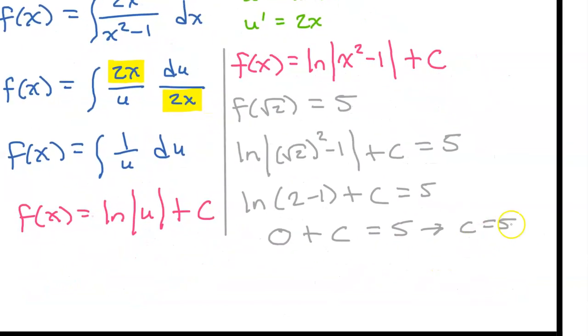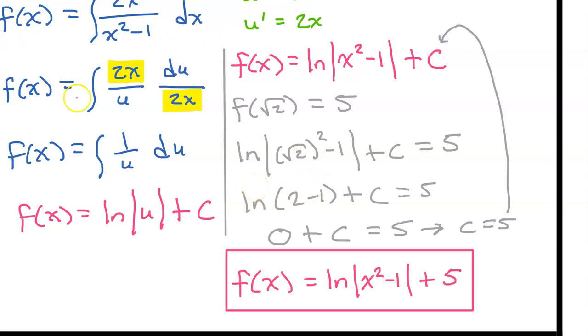Now we can substitute 5 for c to get the final answer. So f of x equals natural log absolute value of x squared minus 1 plus 5. That's the answer.